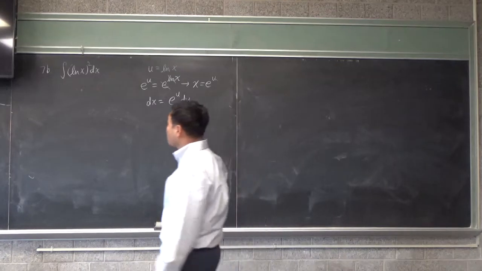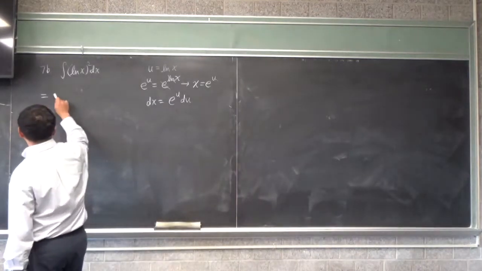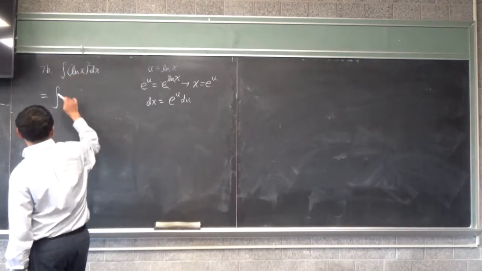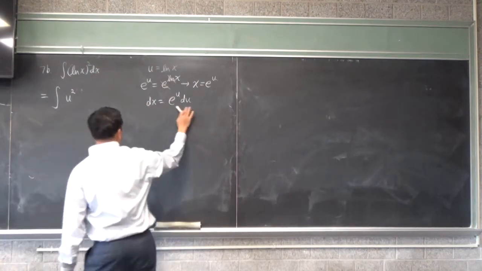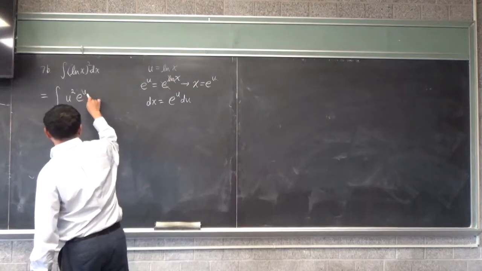Okay, so now what do we do? We replace ln of x as u, and dx over here says e to the u du. Okay?